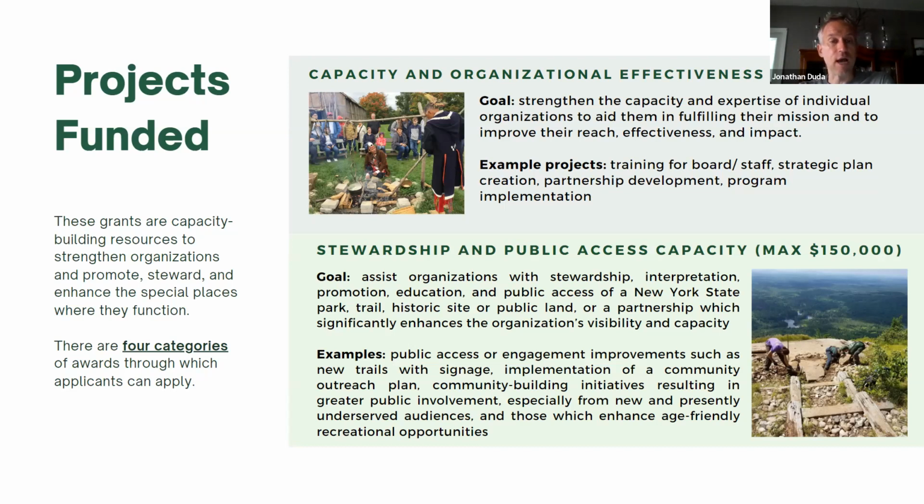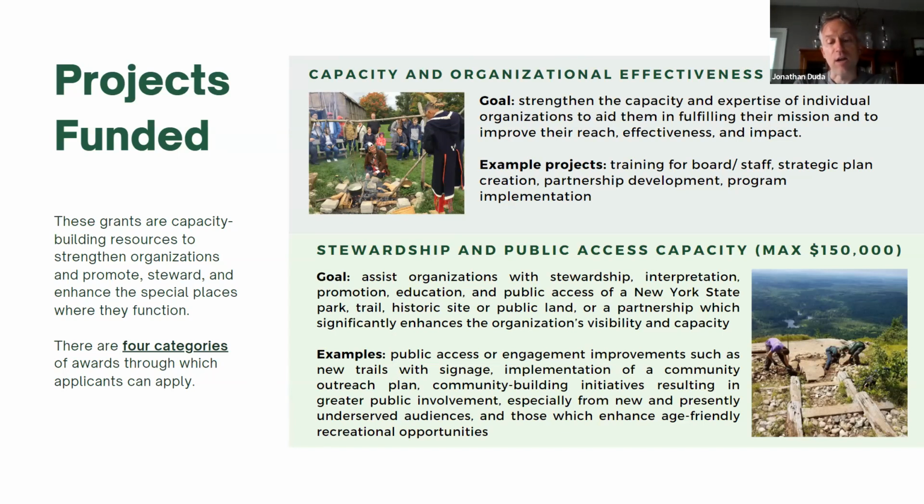The first one, at the top there, is the Capacity or Organizational Effectiveness Grant. These grants strengthen the capacity and expertise of organizations, or a partnership involving more than one such organization, to aid them in fulfilling their mission and to improve their reach, effectiveness, and impact. This can include strategic planning, development of membership programs, board training, and increasing diversity within your organization. It can also fund website development and technology needs, as well as the hiring of temporary contractors, staff, or temporary interns.